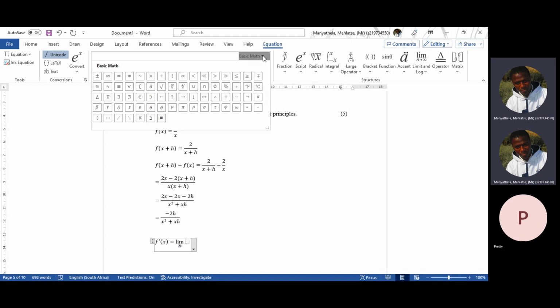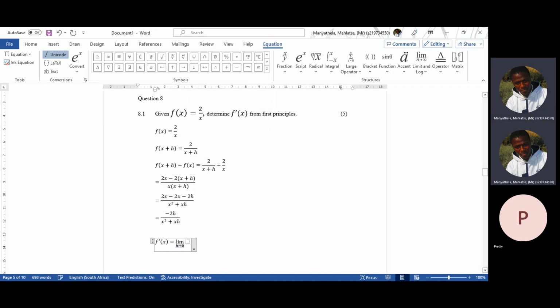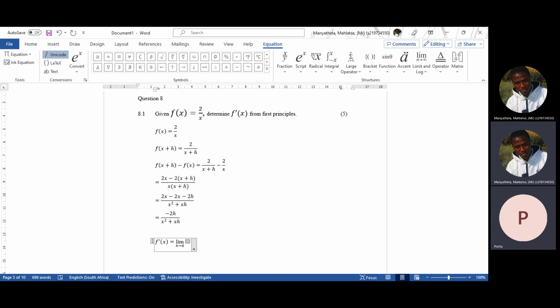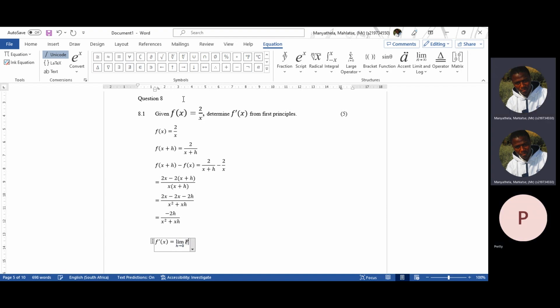The limit of the function as h approaches 0 of f of x plus h, subtract f of x, all over h.